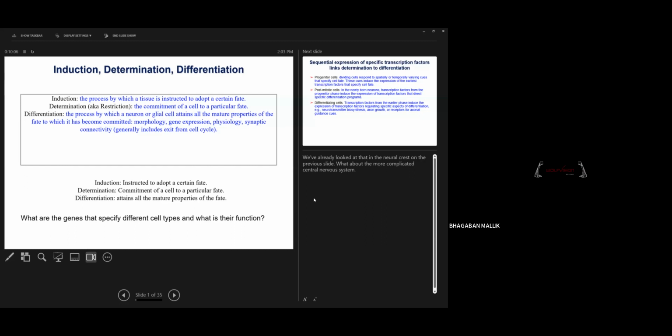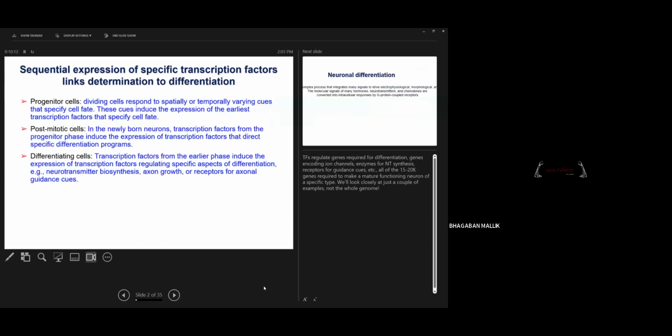So in the next slide, I'll be talking about different groups of cells, and what happens after induction, what is the next step. Some of the things I have mentioned are progenitor cells. These are the dividing cells that respond to spatially or temporally varying cues that specify cell fate. They can differentiate into different cell types, and we call them progenitor cells.